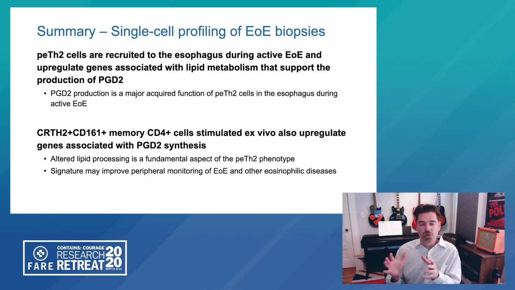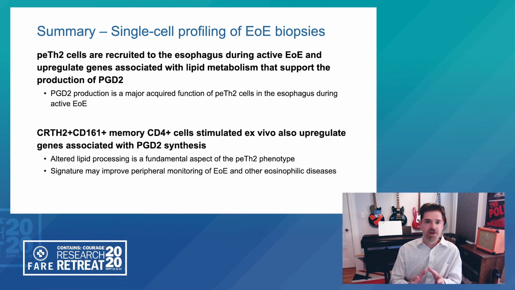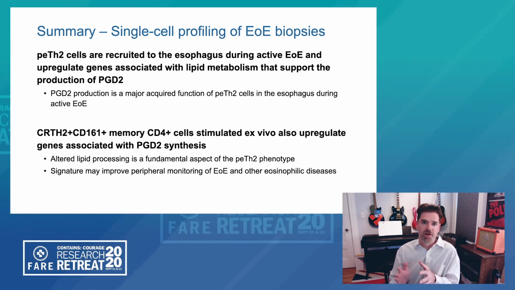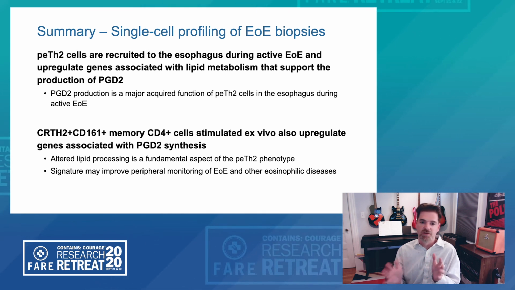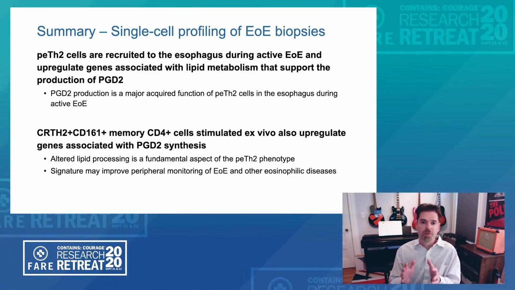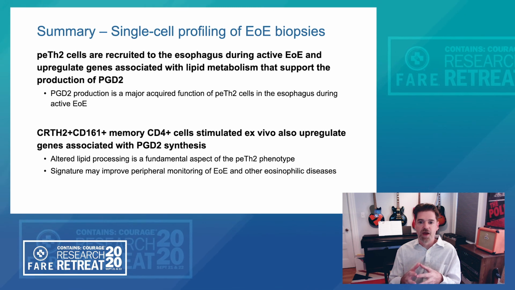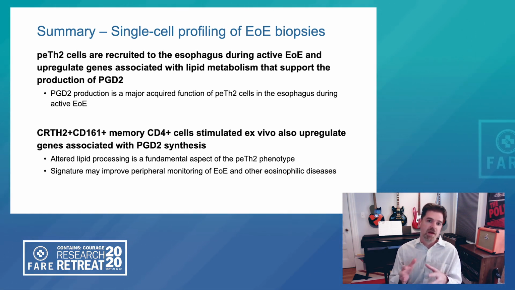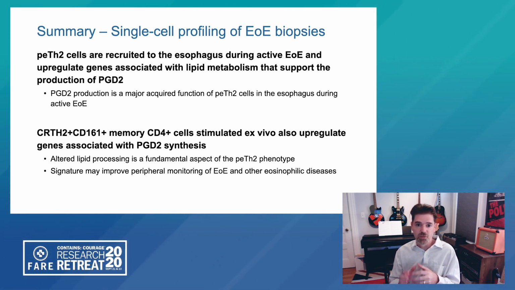In addition, with thinking about translation of these data sets from the tissue into blood, we have shown that we can take CRTH2 positive, CD161 positive memory CD4 T cells, and if stimulated ex vivo, those also upregulate the synthesis pathways for PGD2. This altered lipid processing seems to be an aspect of that particular phenotype of the PeTh2 cell type, and it may be a signature that we could use to improve monitoring strategies for patients with EOE or other eosinophilic diseases.